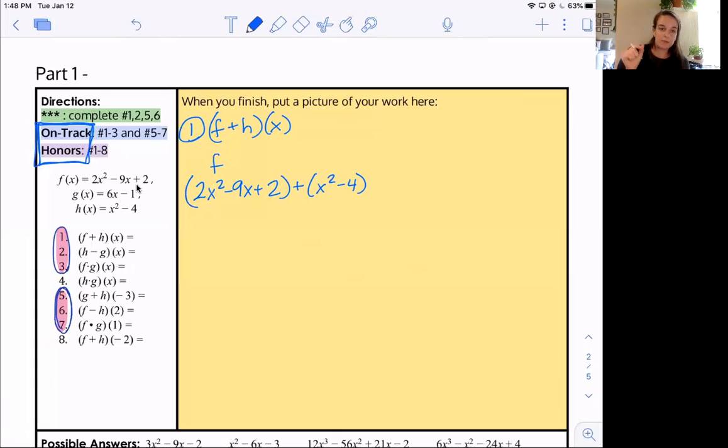Okay, so I'm adding like terms. This is my h, remember? Do I have any like terms here? Feel free to come off mute. I would love to hear your voices. I also love giving merits, so hint, hint. So what can I combine? What can I combine out of all of these terms?